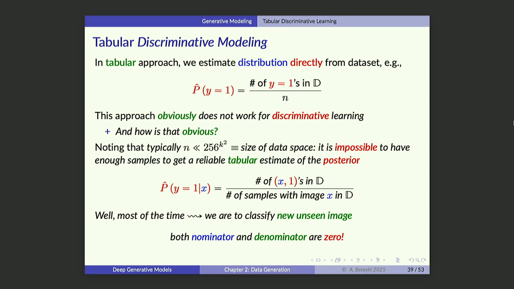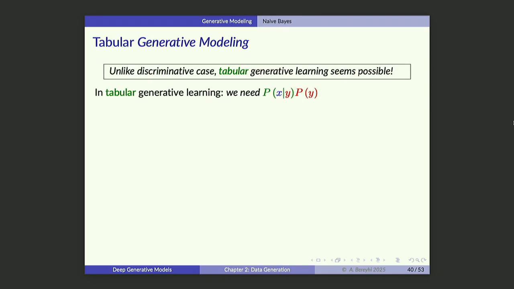Tabular is not going to work. The only way you can do it is to think of a parameterized model, which just reduces the complexity by assuming some structure. Even though discriminative learning by a tabular model is not possible, if you think about the generative case, you might be able to solve it. So the generative case might be solvable by the tabular approach.